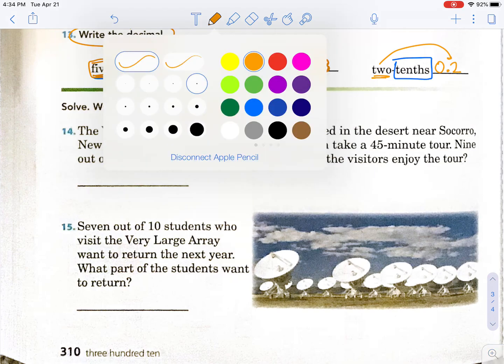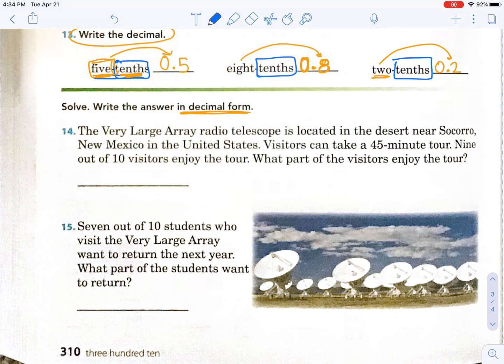A very large array radio telescope is located in the desert near Socorro, New Mexico. I'm not sure if I pronounced that right, but that's okay. Socorro, New Mexico in the United States. Visitors can take a 45-minute tour. That sounds important. 9 out of 10 visitors enjoy the tour. What part of the visitors enjoy the tour?